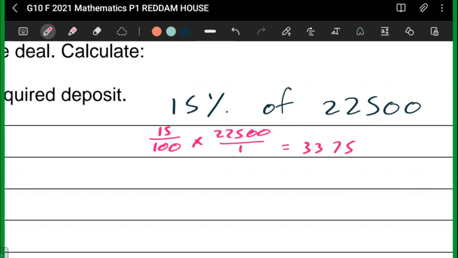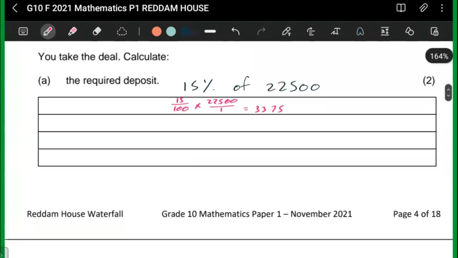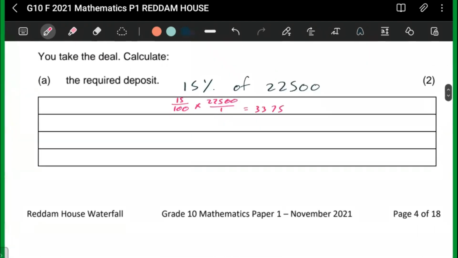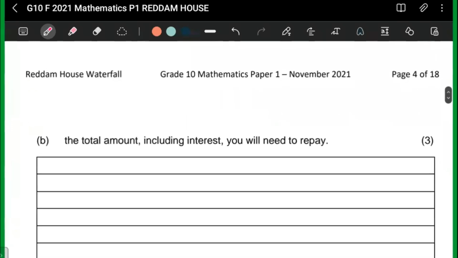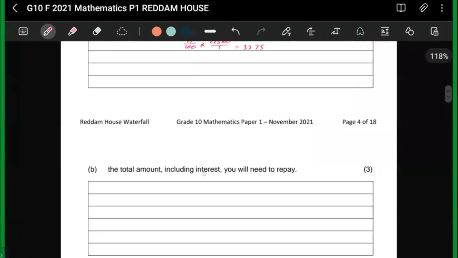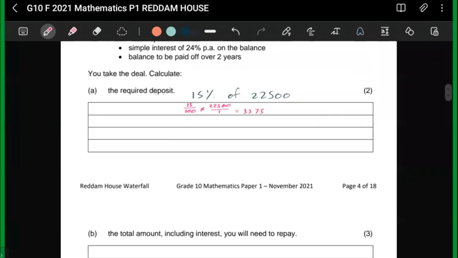3,375. Nothing crazy, nothing major. That's easy, 2 marks. The next question, however, says we need to calculate the total amount including interest you will need to repay. So they said whatever we are owing, they're going to add simple interest to it, 24% over a period of 2 years. So the 24% is compounded annually.